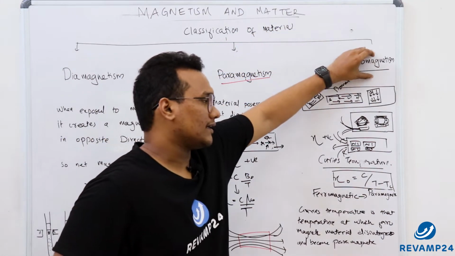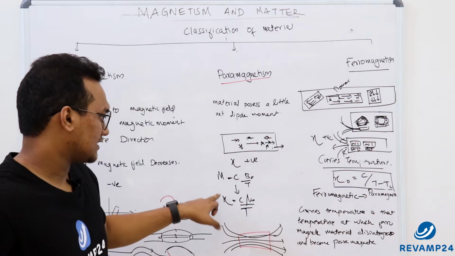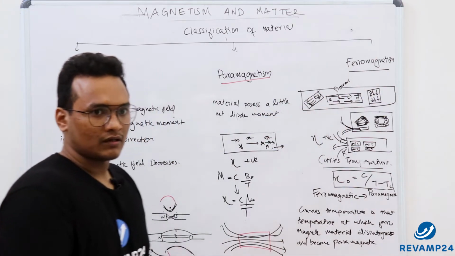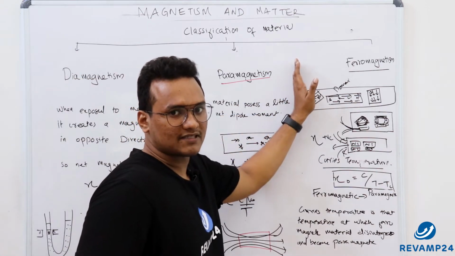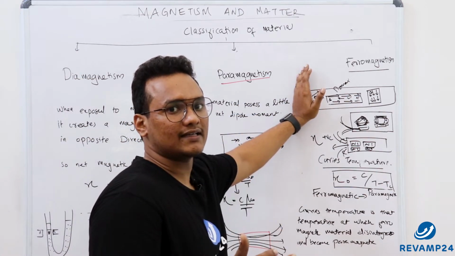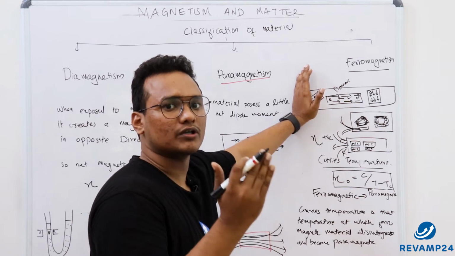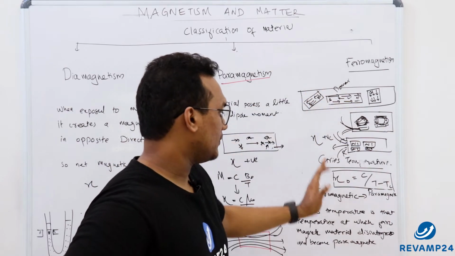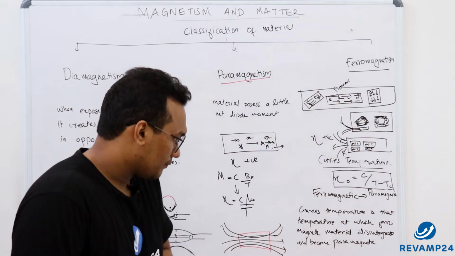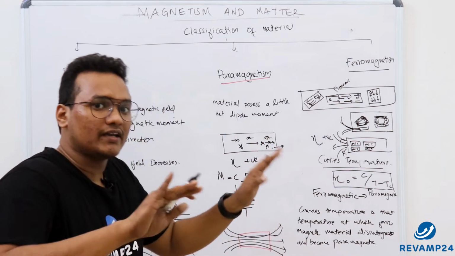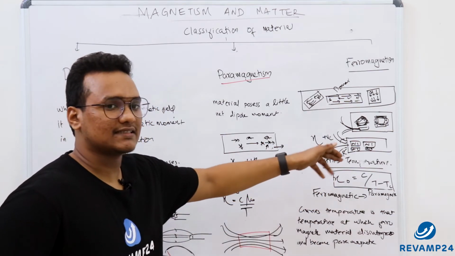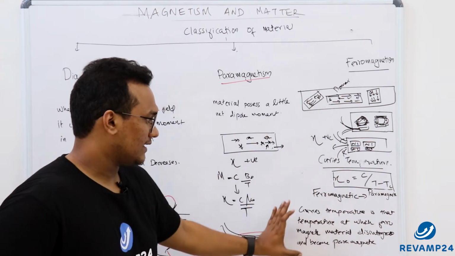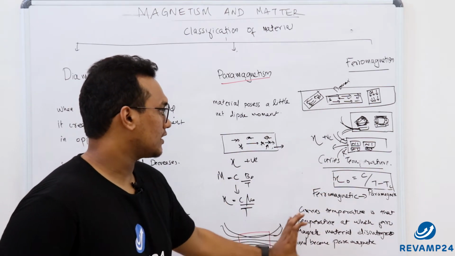I'll explain the concept once again if you got confused. Paramagnetic and ferromagnetic have a positive susceptibility value, but here it is less, here it is very high. Now, ferromagnetic substances will behave as paramagnetic substances at a temperature called Curie's temperature. After increasing the temperature, it will behave like a paramagnetic substance. Again, if you are increasing temperature, its susceptibility will decrease.